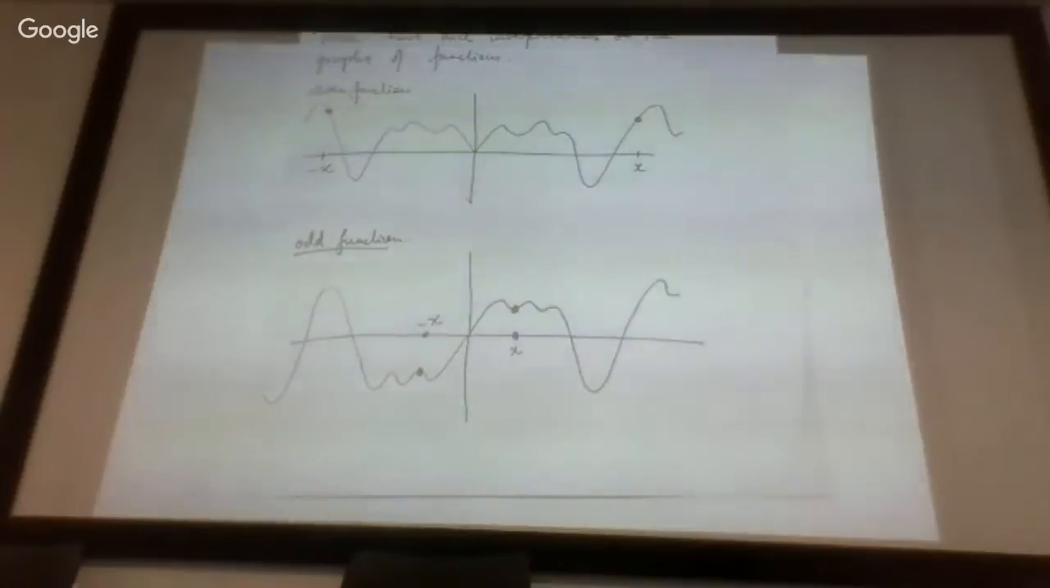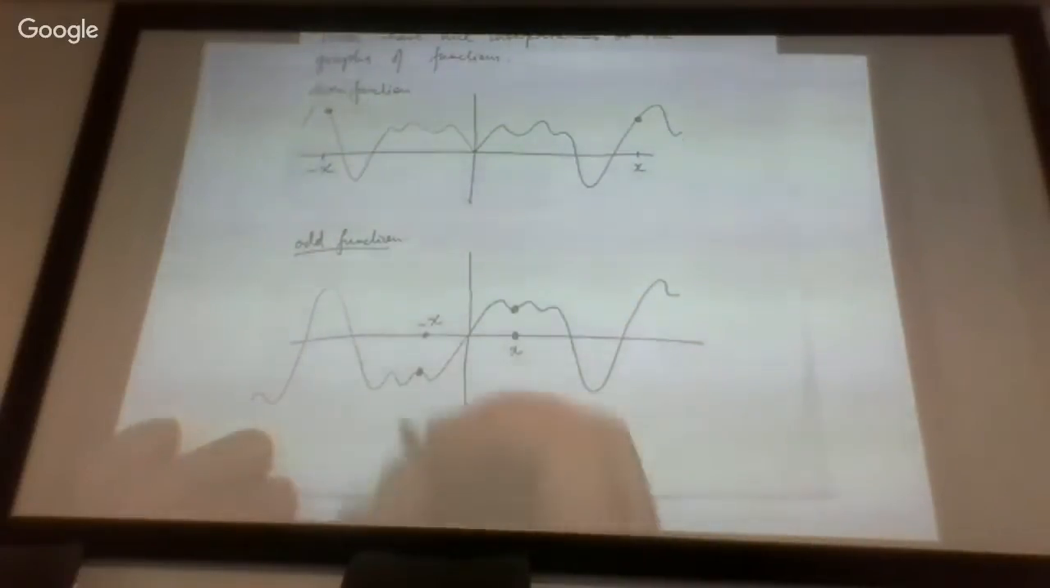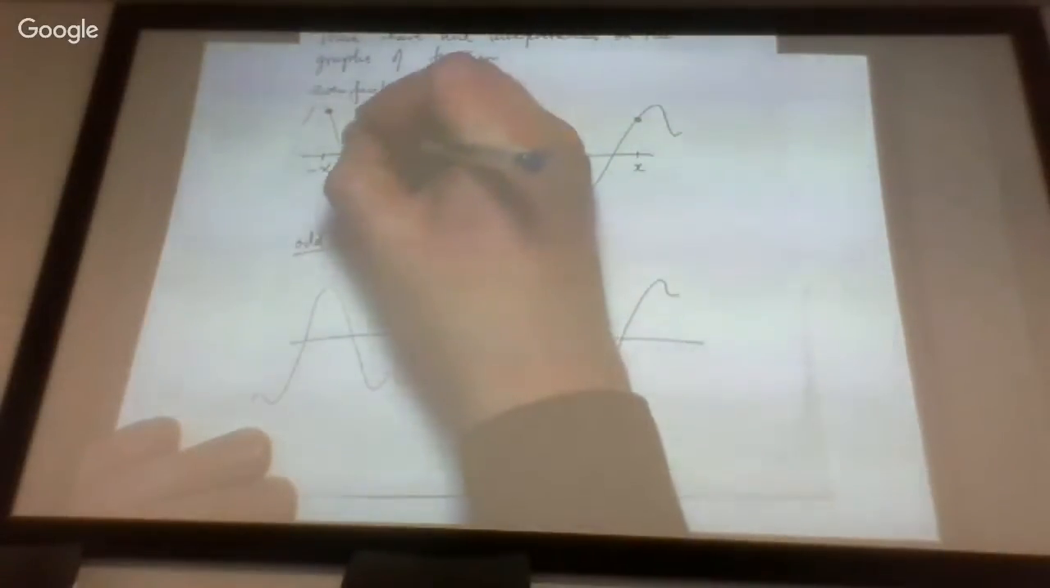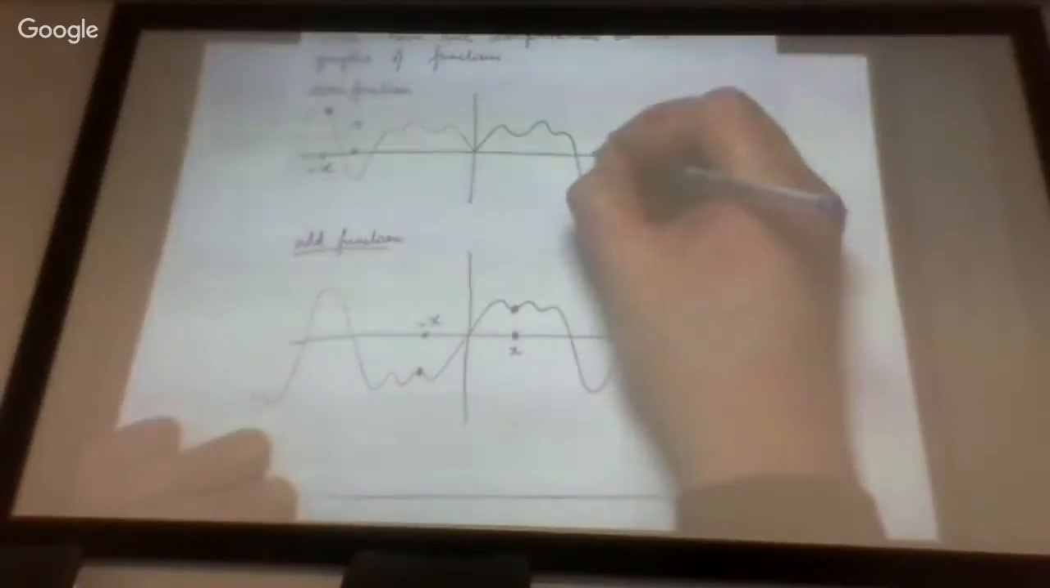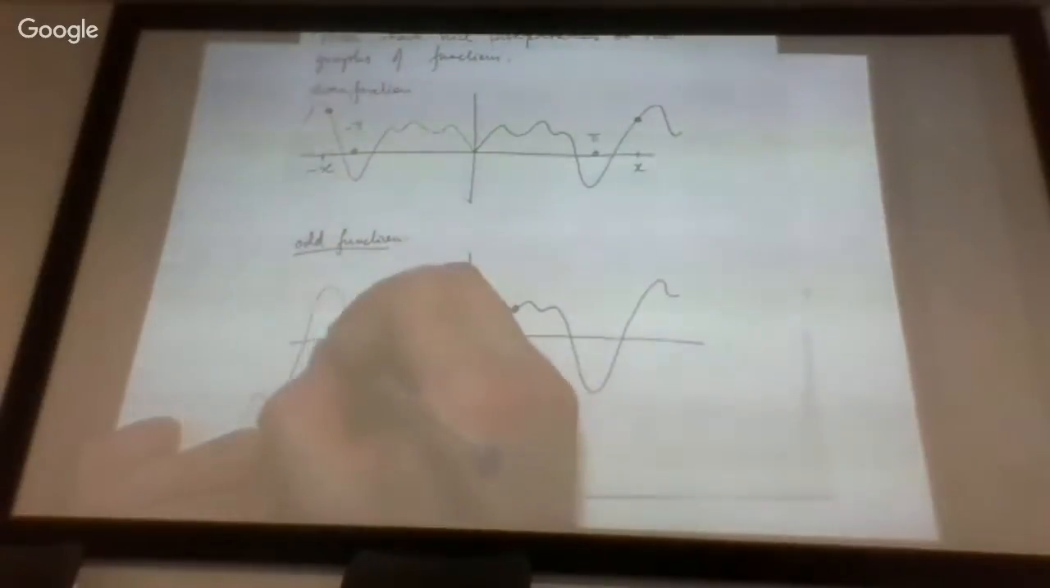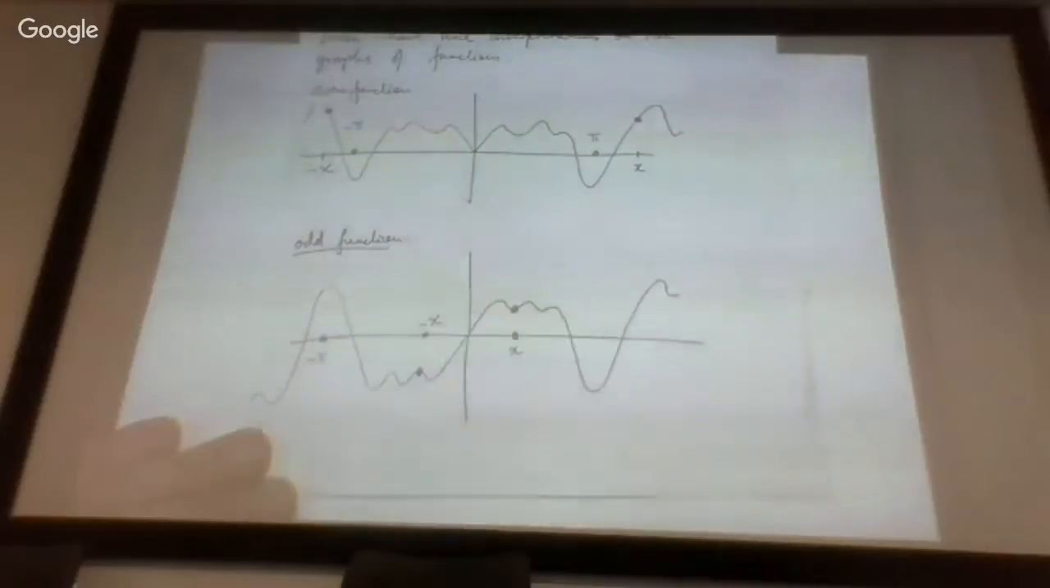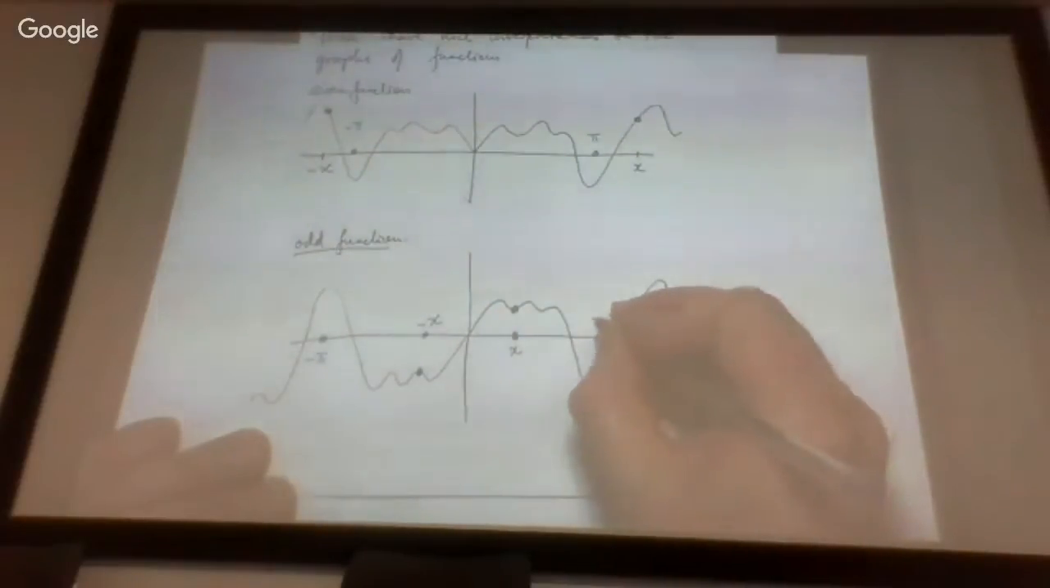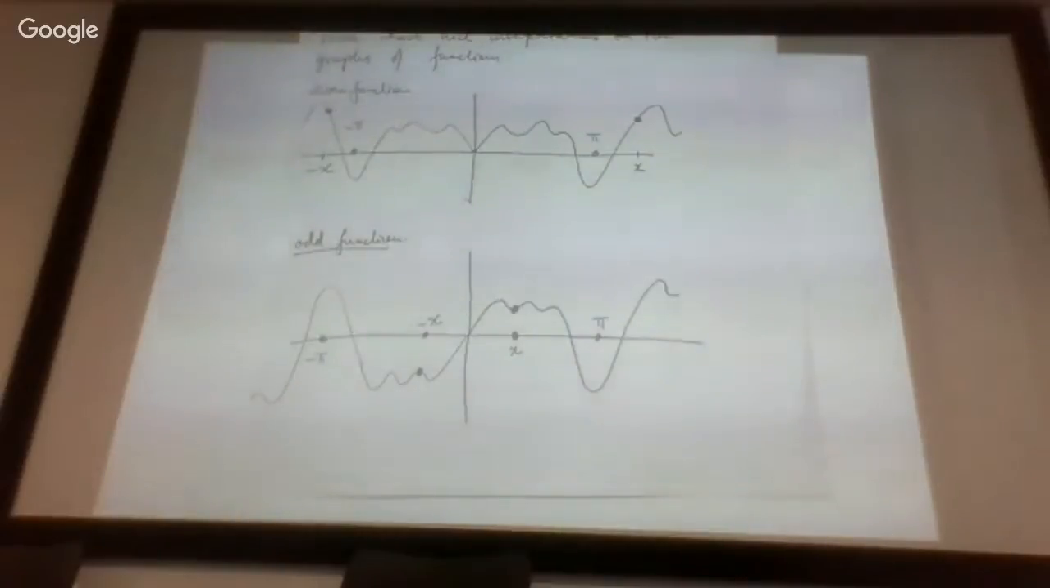And yeah, so why are we introducing these when we're talking about Fourier series? Well, it has to do with integrals. So first of all, let's make the observation about what happens when we integrate these functions from minus pi to pi. So let's say minus pi is down here, plus pi is up here. What's going to happen when we integrate these functions across the interval minus pi to pi?